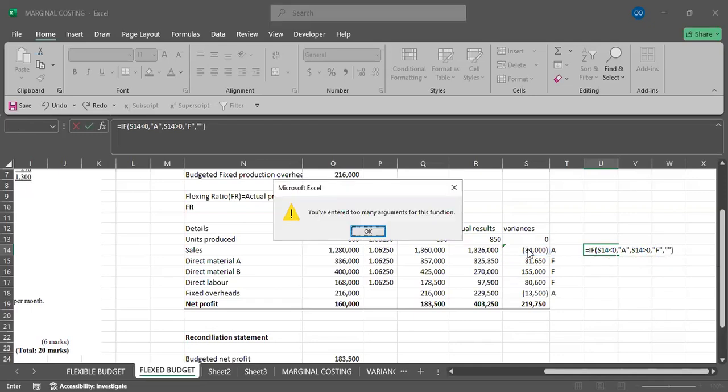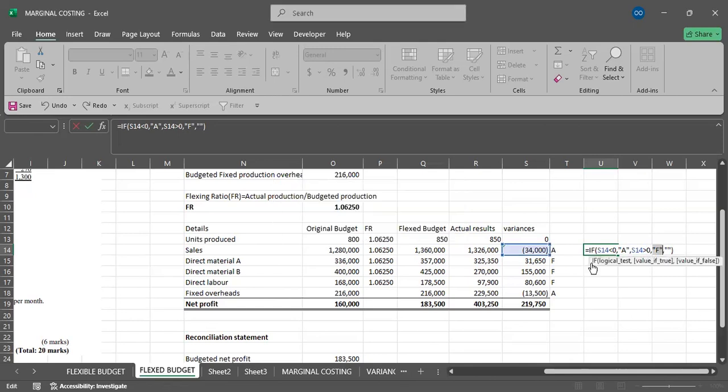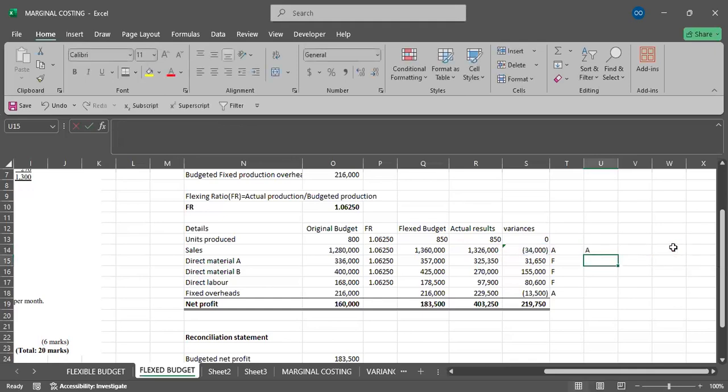Good. The other creditors, the 10,000 pounds worth of debentures. If this one here is less than 0, we are going to have adverse. Then for the second one, we bring in another IF function: if this one is greater than 0, we are going to have favorable, and if it does not meet any of those conditions, we have an empty cell, right?